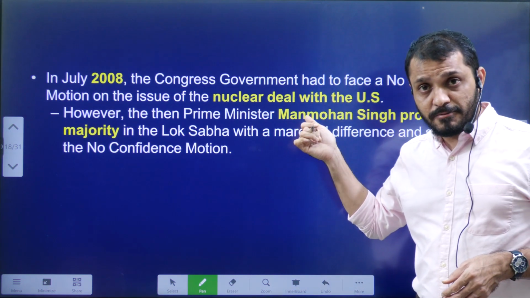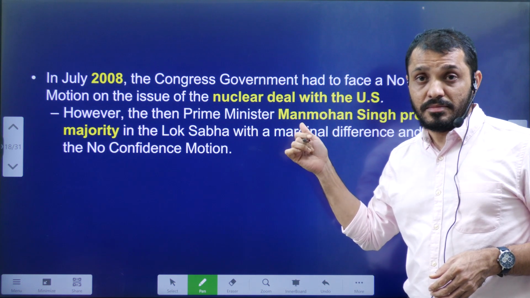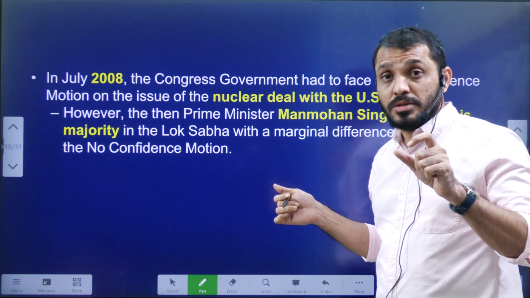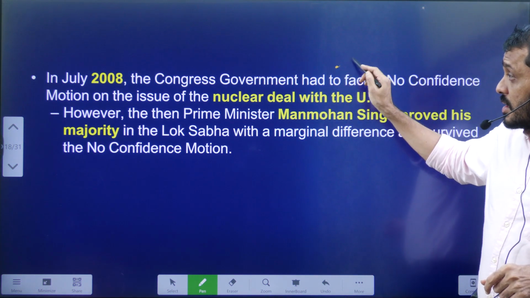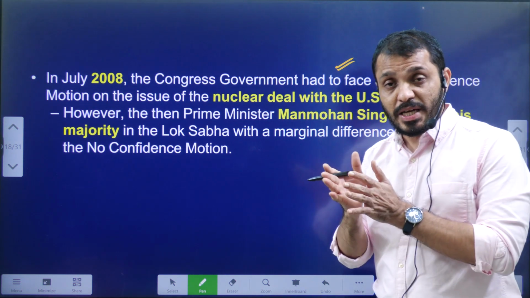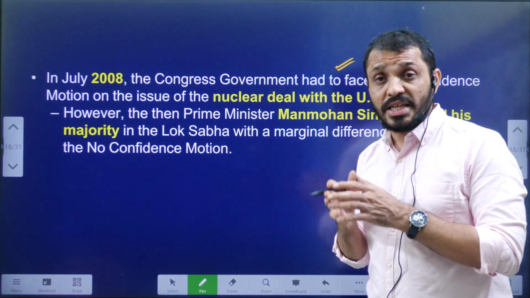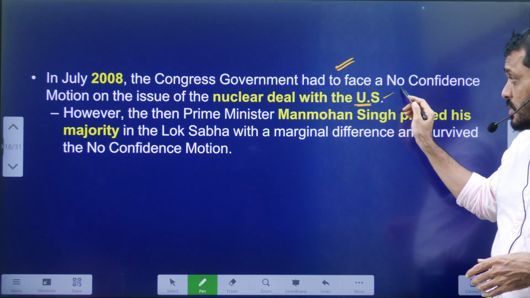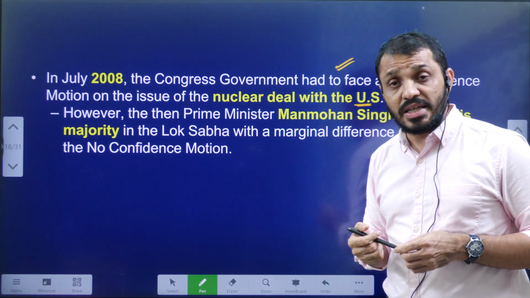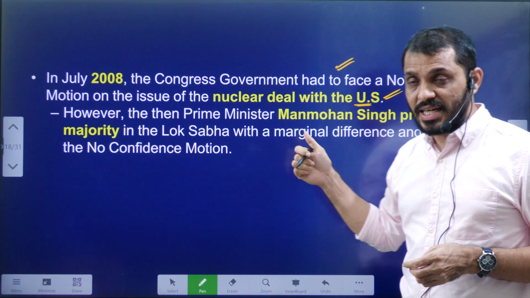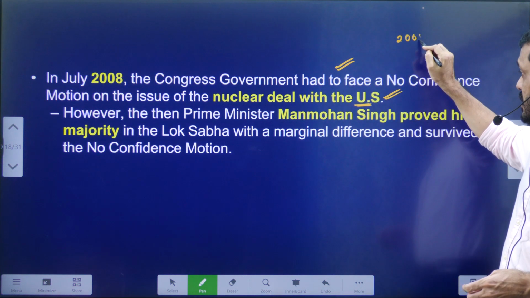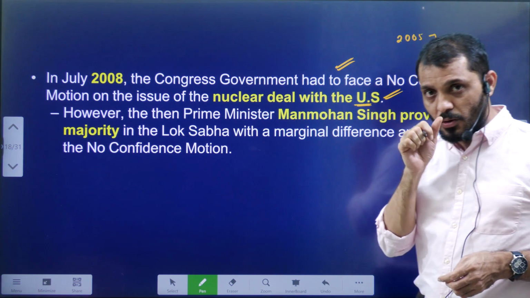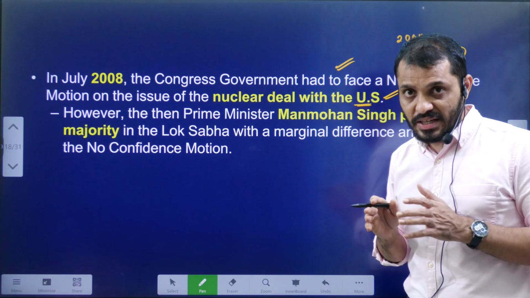Next, recently, during the Manmohan Singh time, sorry, after the Vajpayee government, after the nuclear test, in 2008, the Congress government faced a no confidence motion, especially related to the nuclear deal with the US. That is, you know, the India-US civil nuclear deal was signed in 2005, but it was implemented in 2008. On that, the UPA government faced the no confidence motion, but the government was able to defeat it.